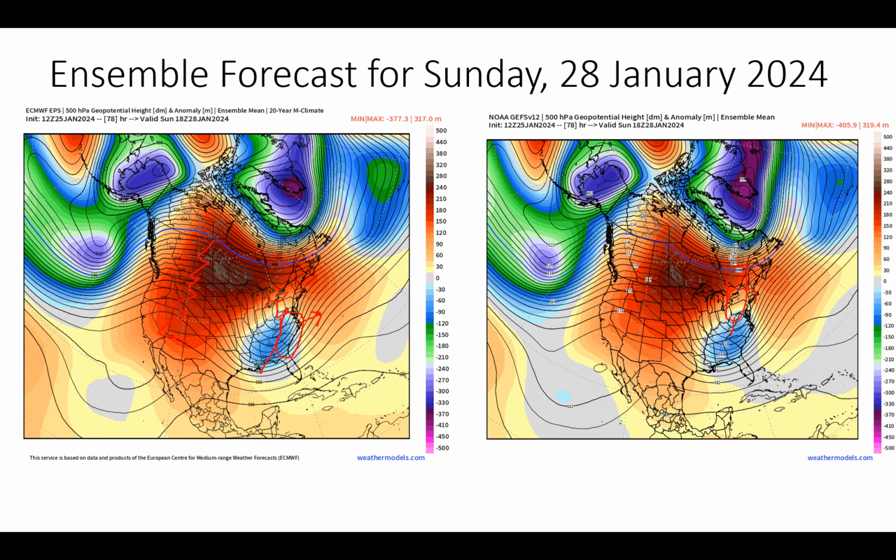It does still have the positively tilted trough, however. Very similar placement to the European on the left. And we do see ridging. It's not quite as strong, the ridging, on the GEFS on the right.